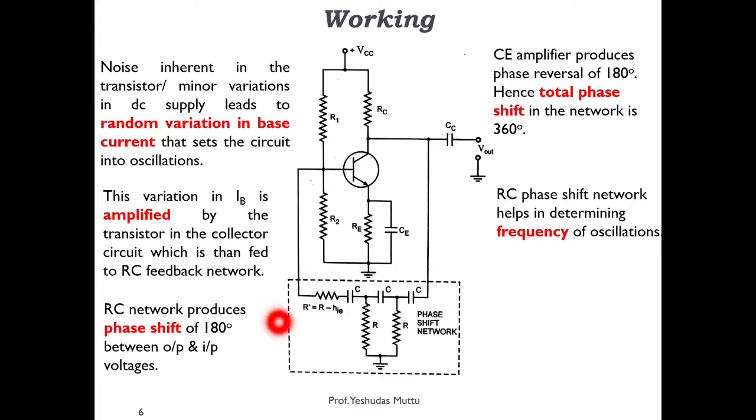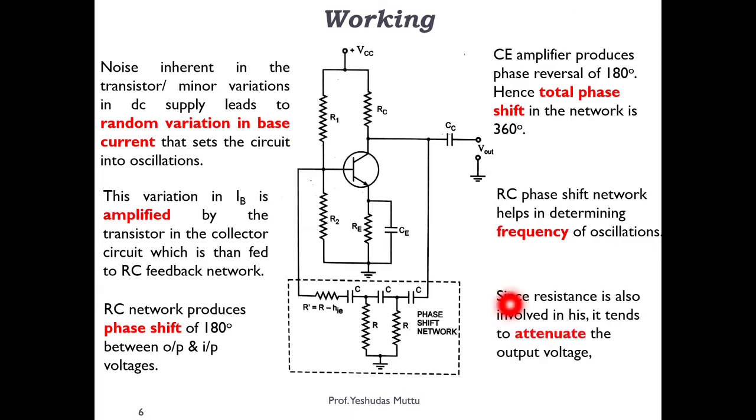The RC phase shift network helps in determining the frequency of oscillation. What will be the frequency of oscillation of this circuit? Also, not to forget, this network uses resistances, and in ECS you must have studied attenuators. Attenuators consist of only resistances, which means resistances reduce the amplitude, or the voltage, and that's exactly what happens here. Since resistances are used, it will attenuate the output voltage, it will try to reduce it.